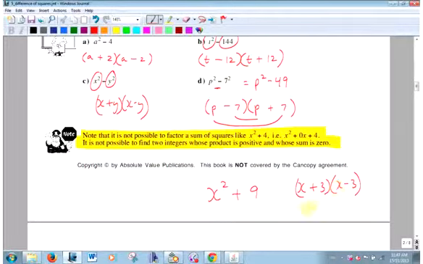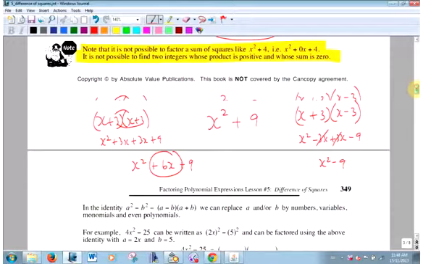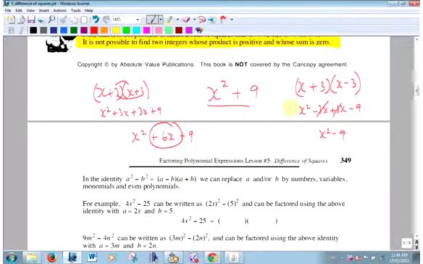Because if we FOIL it, minus 3x plus 3x minus 9, these are gone. Okay, that doesn't give you this. Well, let's make them both positive. All right, let's see what happens. Because I got to get positive 9. That's 3 times 3, that's 9. FOIL it, I have 3x and 3x and 9. But now I have a middle term, don't I? How do I factor that?